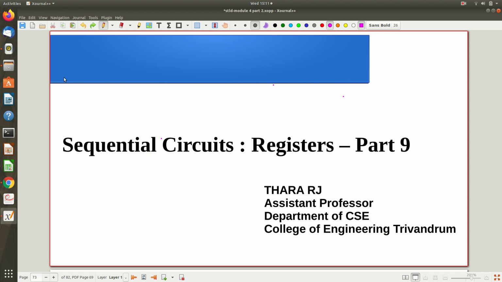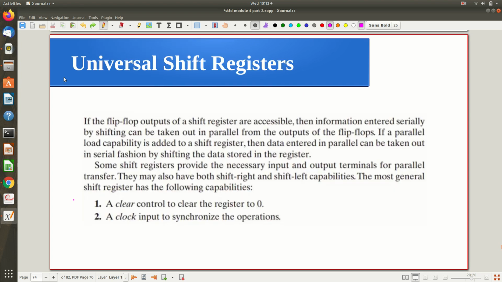Hello everyone, welcome to part 9 of the video lecture on registers, a sequential circuit, one of the main sequential circuits. So here we will discuss something called universal shift registers.